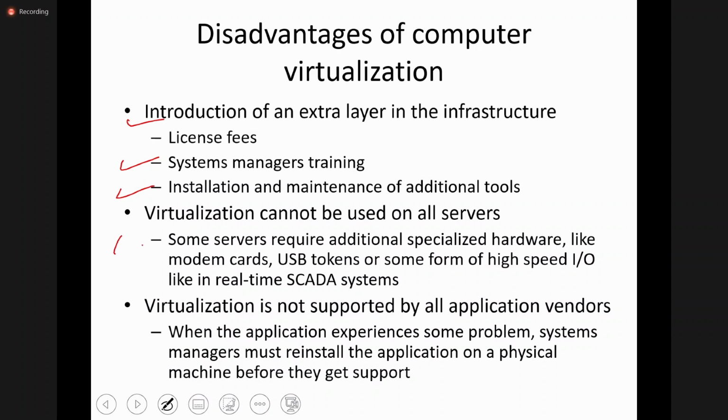Of course, some servers require additional specific hardware.